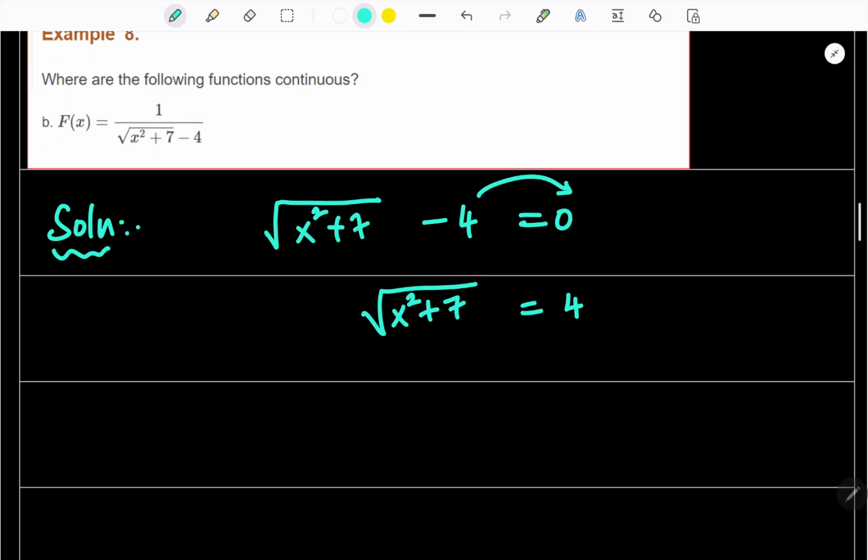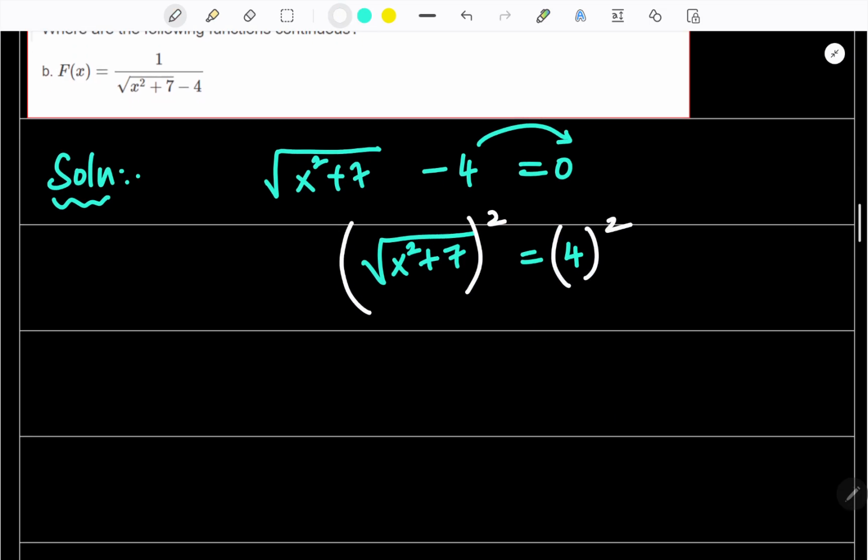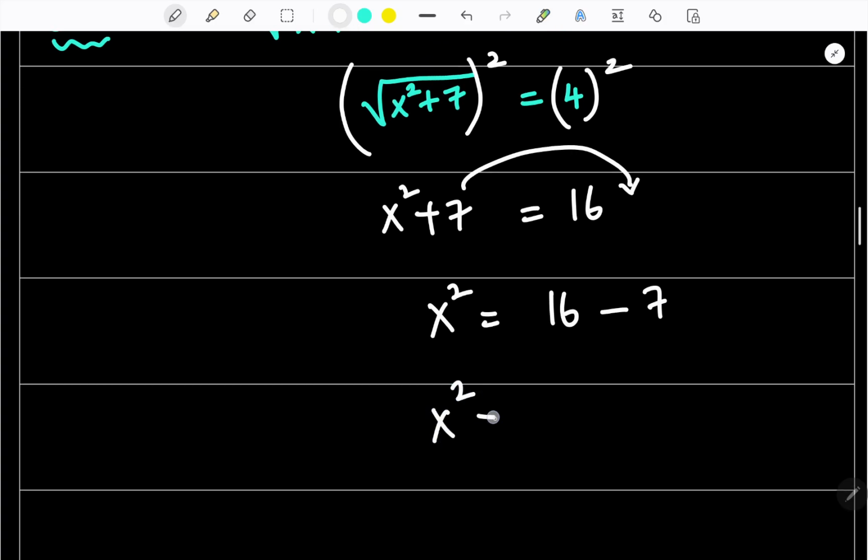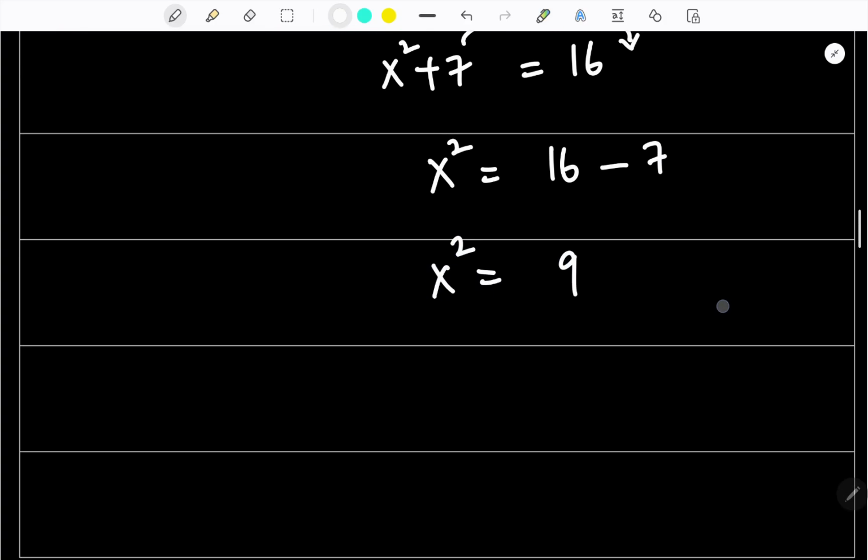I want to remove the squares. So what I will do, I will make squares both sides. When I make square both sides, I will get x square plus 7 is equal to 4 square is 16. So x square equals 16. The 7 goes that side. I will get minus 7, right? So x square equals 16 minus 7 is what? 9. So taking square root of 9 plus or minus. So x equals plus 3 and minus 3.